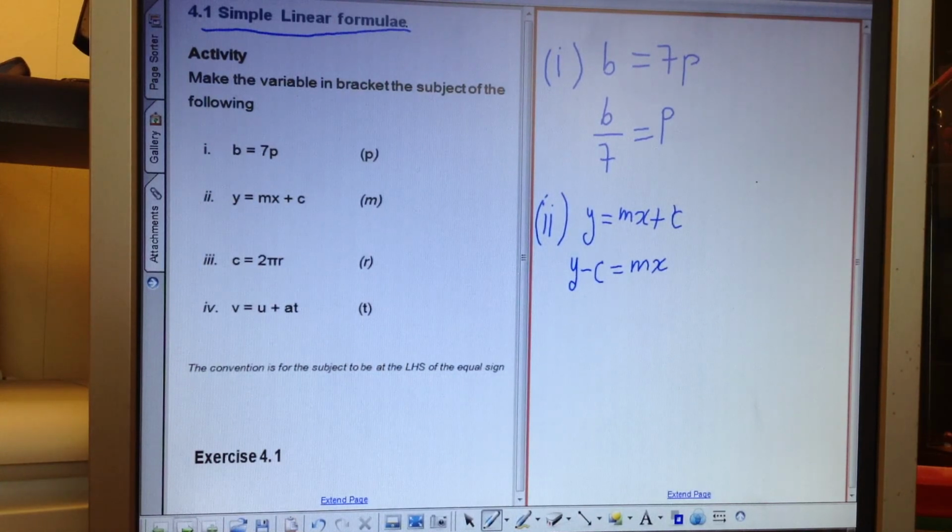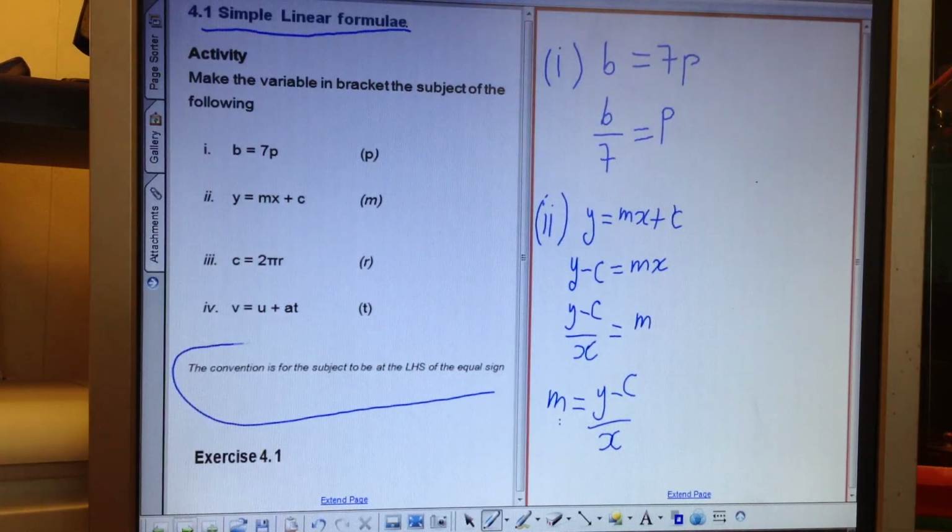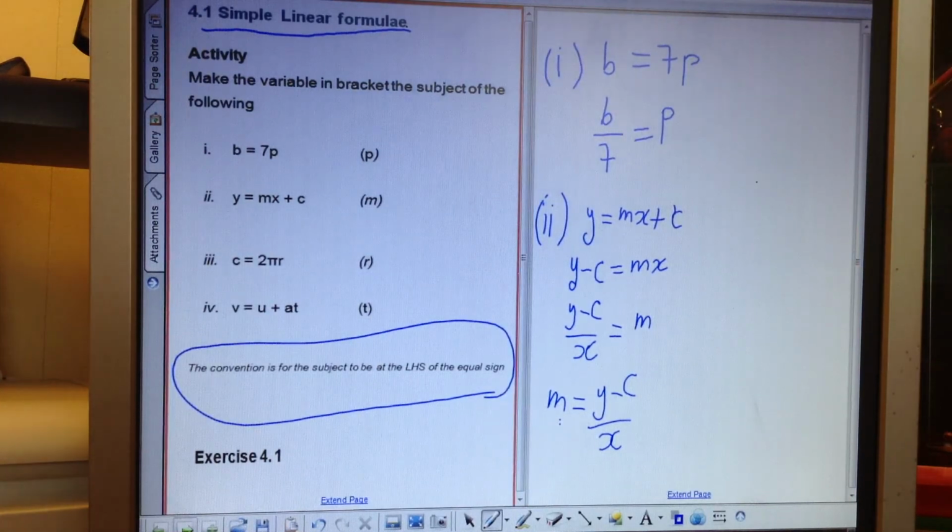But we want to make M the subject and not X. So what we need to do is get rid of this X from here by dividing both sides by X. So we have Y minus C over X equal M. That means that our M, which is the subject, is Y minus C over X. Note that I've written M as the subject on the left hand side because the convention is to have the subject on the left hand side of the equal sign.